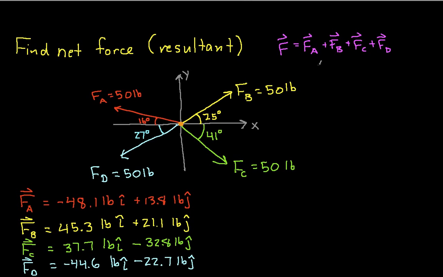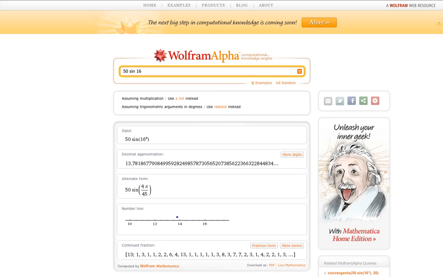And so the way we can do this, we can get the x component of F by adding all of the x components of FA, FB, FC, and FD. So we will take these values and add them all up. And that will give us the x component of the resultant force. So let's do that.